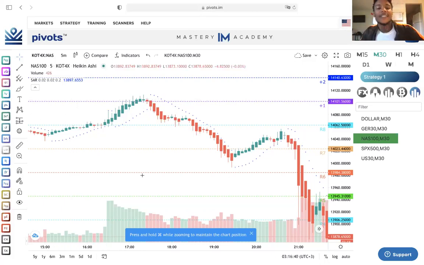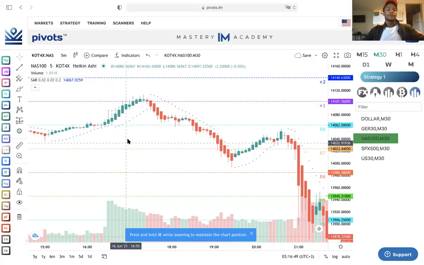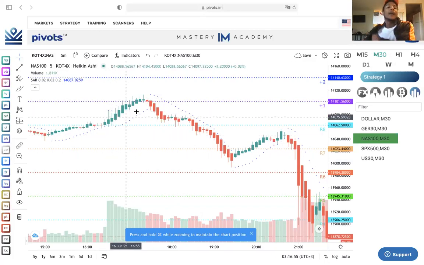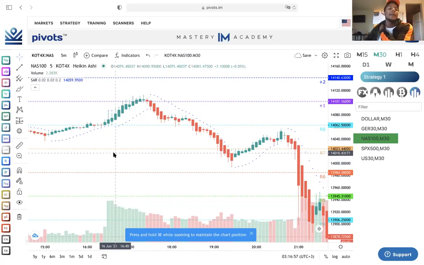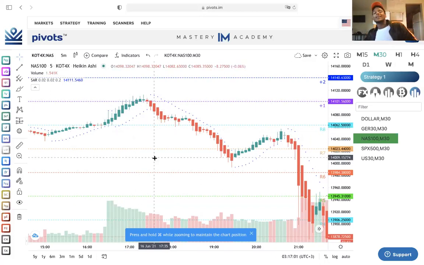So everybody understand the parabolic SARs. If they on top, that mean what? Type it in chat. If they on top, what does that mean? We looking for buys or sells. Okay, bet. Y'all smart. All right, if they on the bottom, what do they mean? We looking for buys or sells. Bet. Let's get to it.